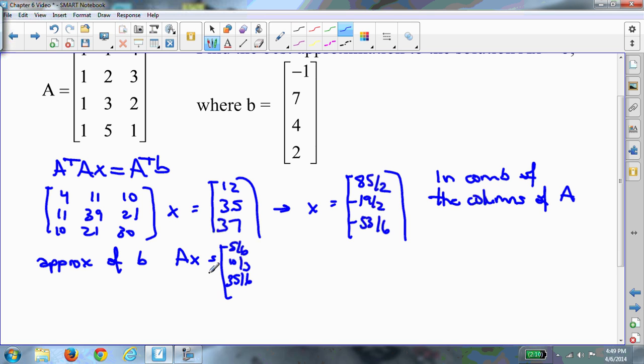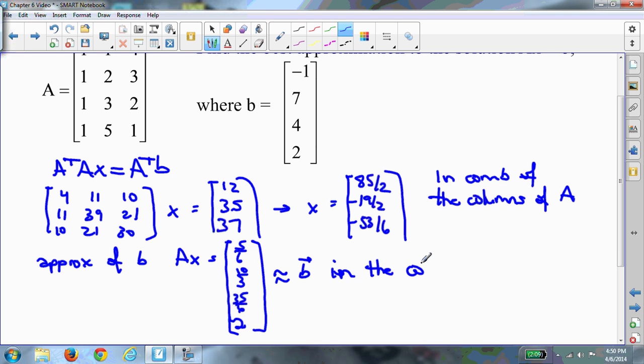And I'm going to erase this because this looks messy. So let me try again, because these are actually 4 components. So 5, 6, 10 thirds, 35 over 6, and 2. So that is the approximate B in the column space of A.